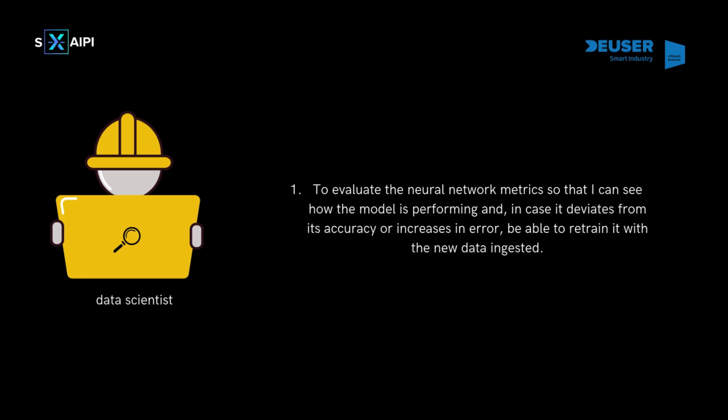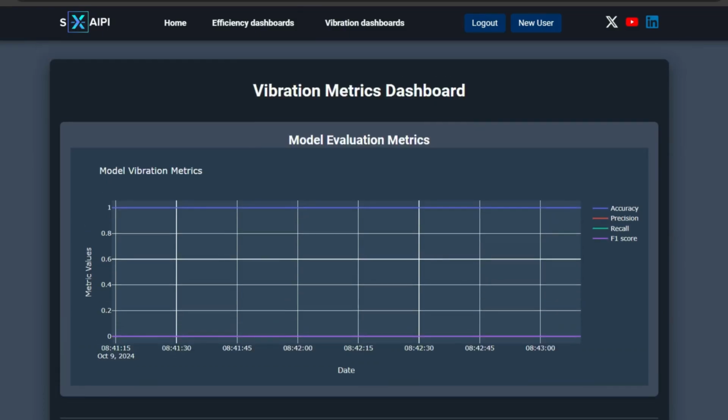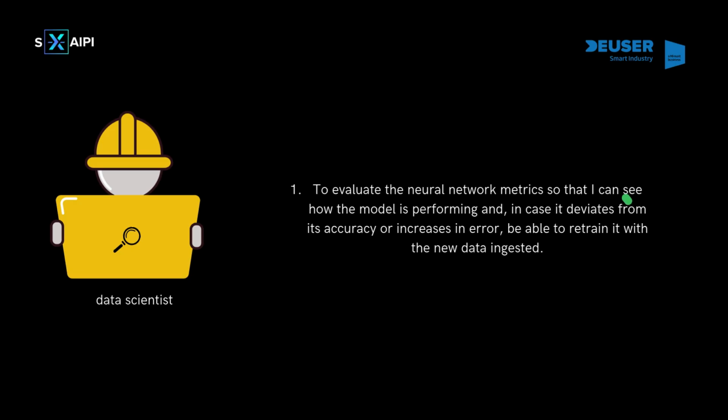As a data scientist, I want to evaluate the neural network metrics so that I can see how the model is performing and, in case it deviates from its accuracy or increases an error, be able to retrain it with the new data ingested. In the interface we can access the metrics being evaluated in the model and see if any errors are occurring.